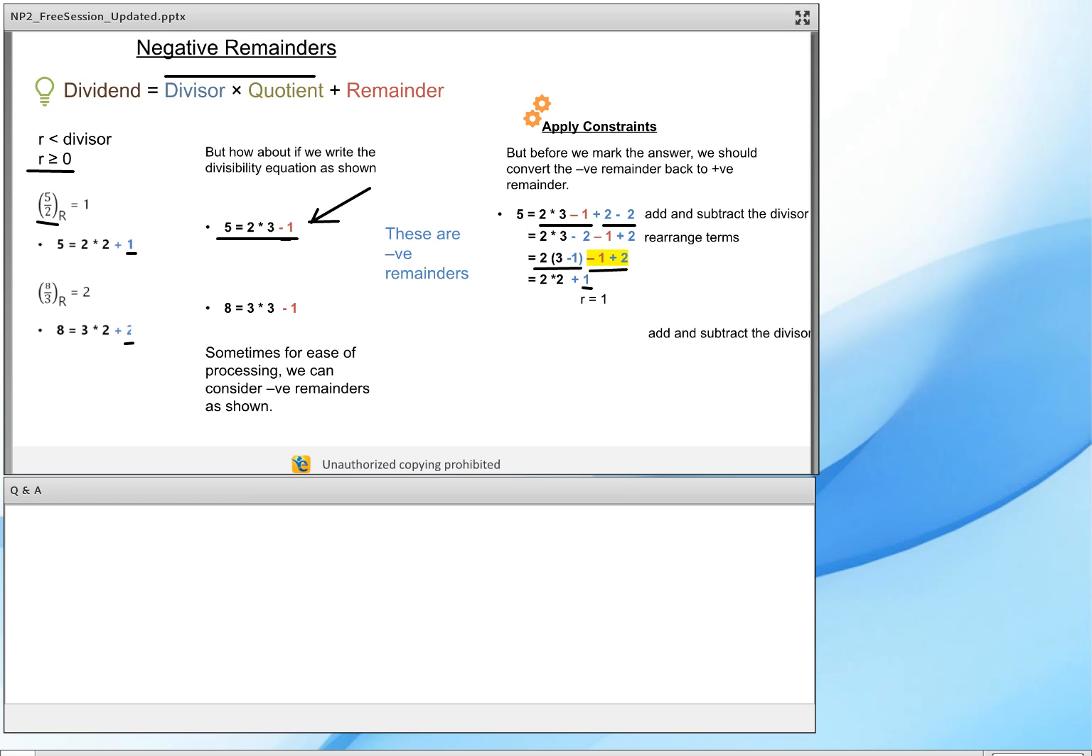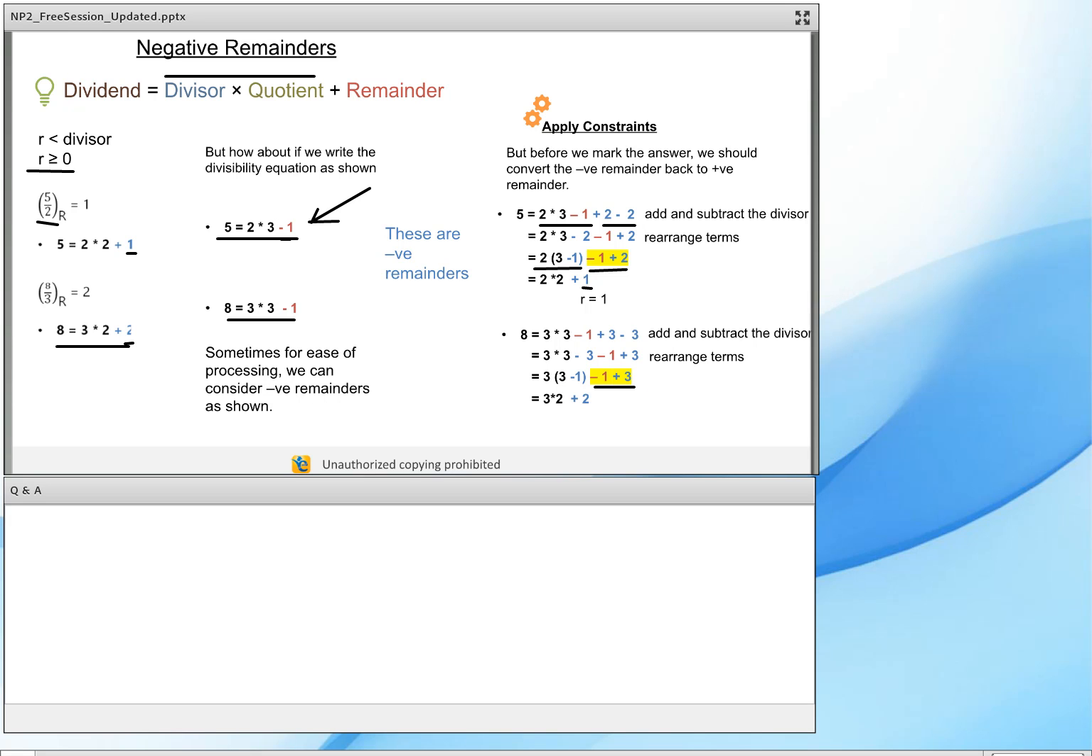Okay, let's do the same thing with this part over here, where we are expressing 8 as 3 times 3 minus 1. What are we going to add and subtract? We're going to add and subtract the divisor, which is 3. So we really say plus 3 and minus 3. And as we rearrange the terms, we can get it into the form where we say 3 times 3 minus 1 and then minus 1 plus 3.